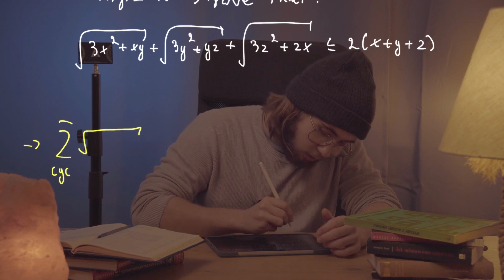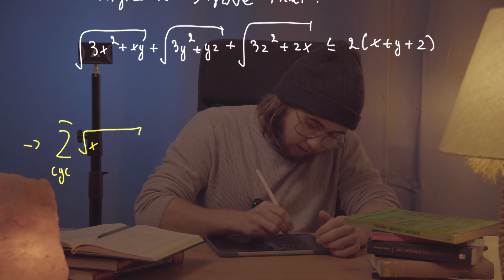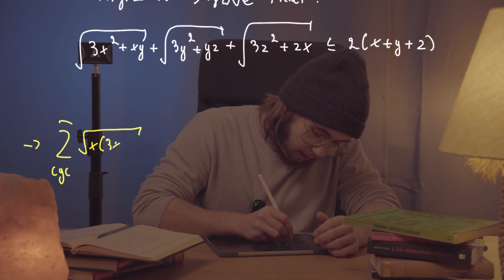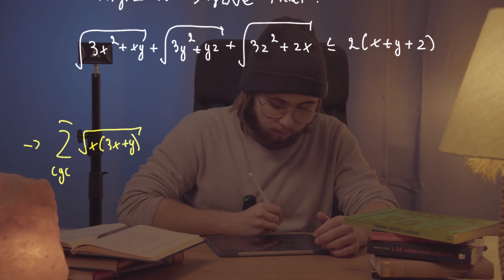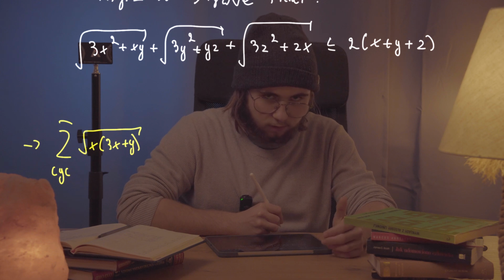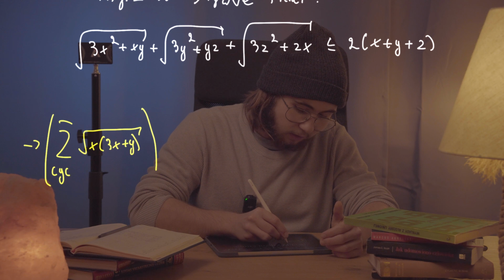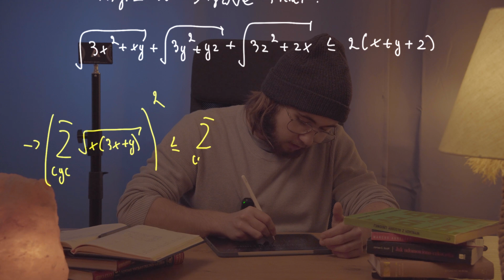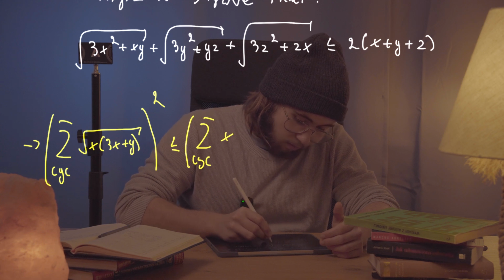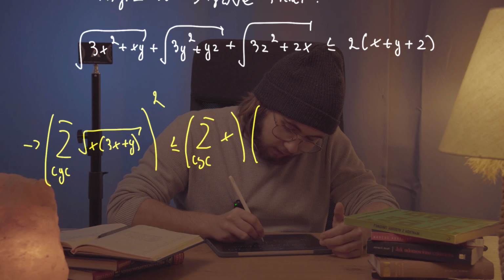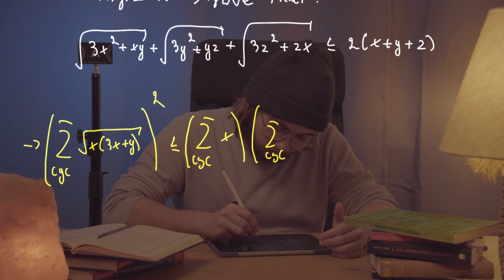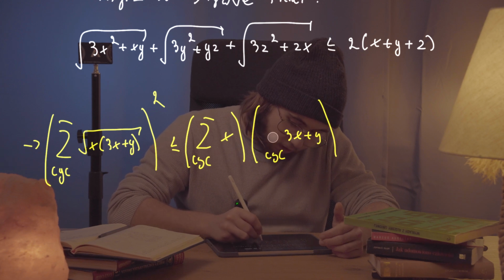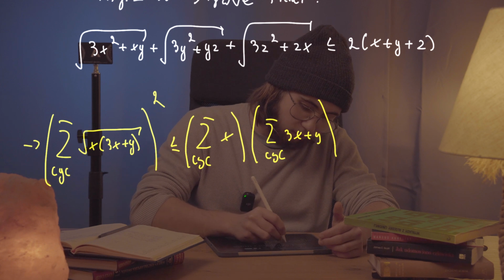sum of the square root of, now let's just factor out this x, which is going to be x multiplied by 3x plus y. Lovely. But by the Cauchy-Schwarz inequality, we know that if we were to now square this entire sum, then this would be less than or equal to the cyclic sum of x multiplied by the cyclic sum of 3x plus y.